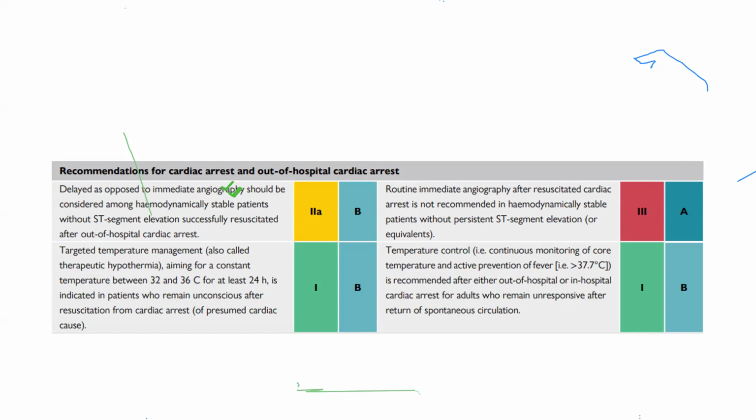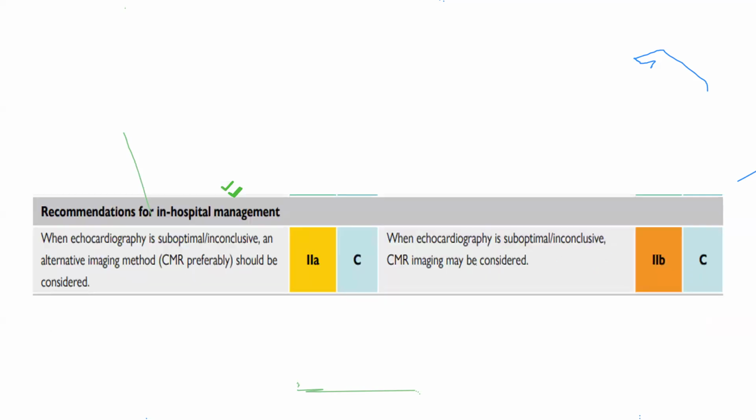Now, targeted temperature management aimed for a constant temperature between 32 and 36 for at least 24 hours is indicated in patients who remain unconscious post cardiac arrest. Then the current one is temperature control, i.e. continuous monitoring of core temperature and active prevention of fever, which was defined as greater than 37.7, is recommended after either out-of-hospital or in-hospital cardiac arrest for adults who remain unresponsive. So it's the same principle, trying to halt neuronal injury as much as possible post cardiac arrest.